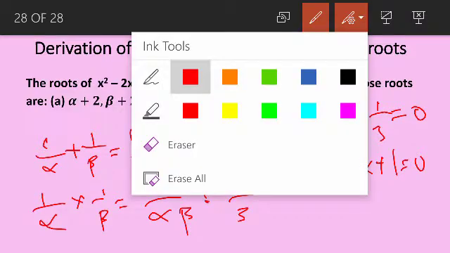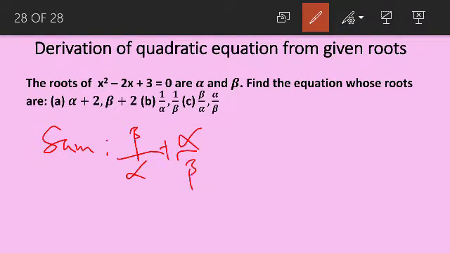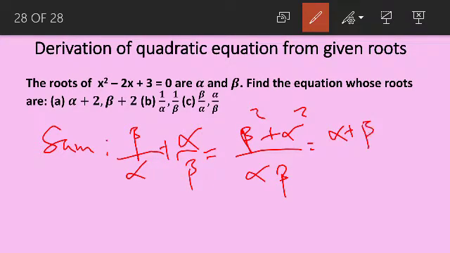Now that takes us to the C part. We need to find the sum first. So the sum here is beta over alpha plus alpha over beta. And if we find the LCM, that's going to be alpha beta. So it's going to give us beta squared plus alpha squared. Now beta squared plus alpha squared is the same thing as saying alpha plus beta all squared minus 2 alpha beta, now all over your alpha beta.